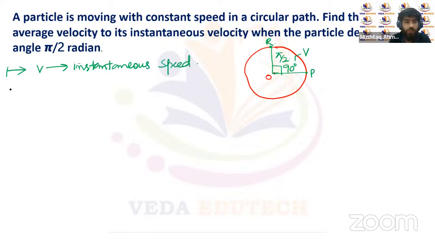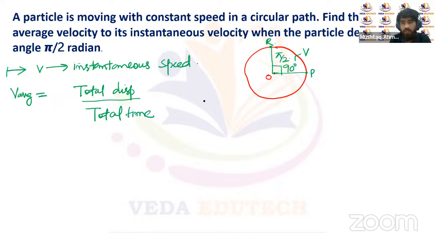But the average velocity we defined as total displacement upon total time. The question is asking about the average velocity, not the average angular velocity. So this is total displacement upon total time. Now you can see here, this was the initial position, this is the final position. So this vector will be the displacement vector.